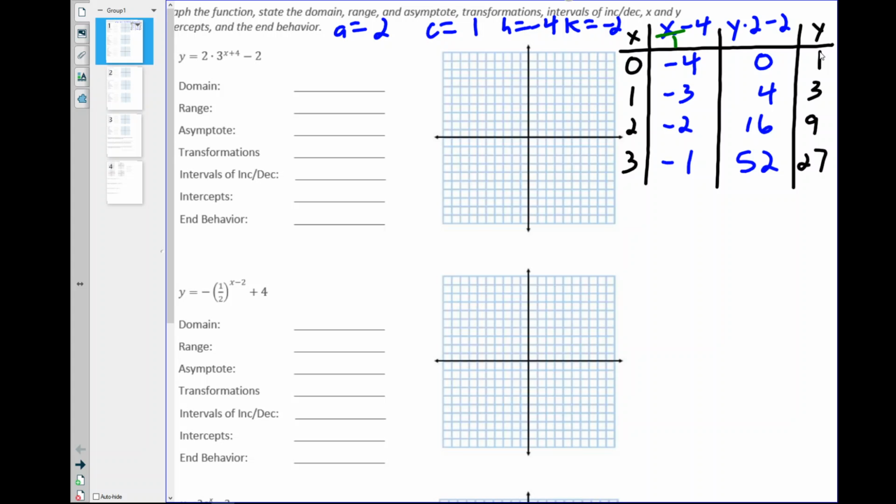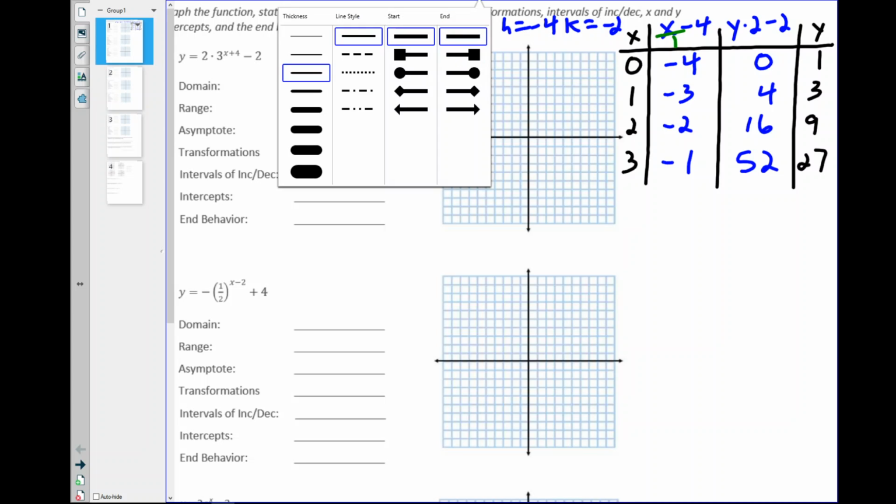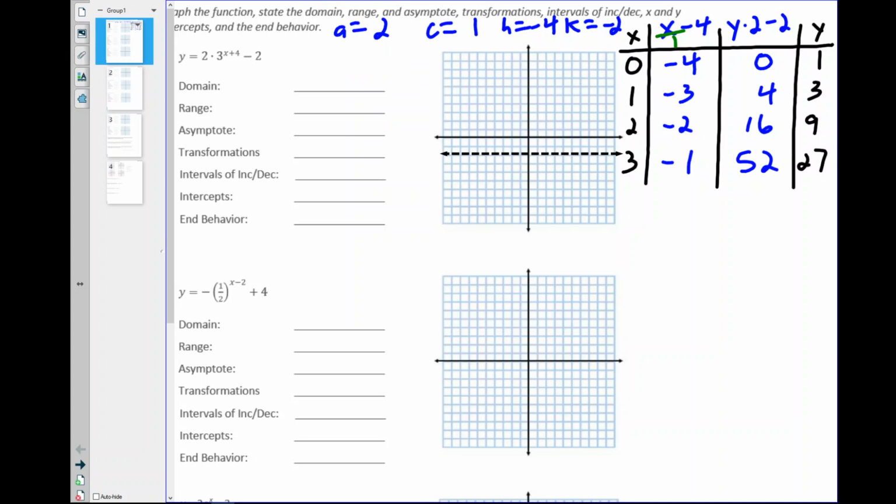So the points I'm going to plot now are in blue. I've conveniently color-coded this for you. They're going to be in blue. I need an asymptote. What type of asymptote do we have on exponentials? It is going to be horizontal, and it's going to be at y equals k. Yep. Here at, ew, I don't like that. I like blue.